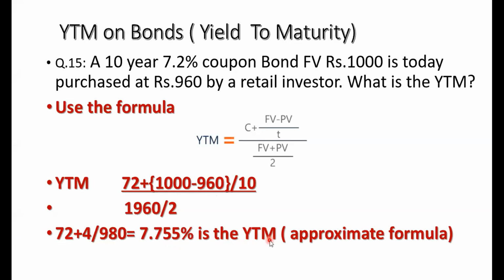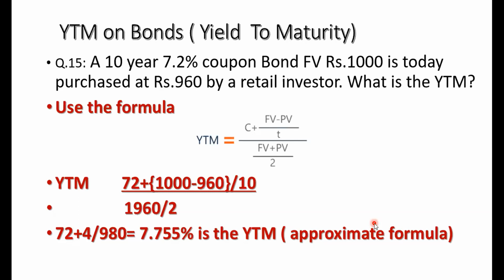7.755 is the YTM. This YTM is an approximate formula accepted by CAIIB. But in a real situation you have to calculate in a very circuitous, very tedious way. Minimum, 10 years means it will take 5 minutes. How do you have to do it, you know? The 10th year cash flow, you have to discount and get the present value today. The 9th year cash flow, present value today. For all 10 cash flows, you have to find the present value, then the year weighted average, like that.